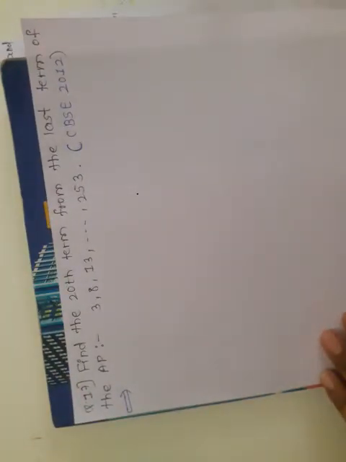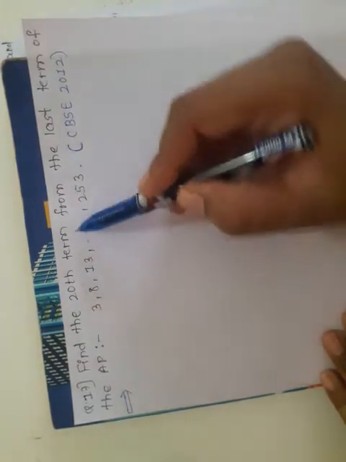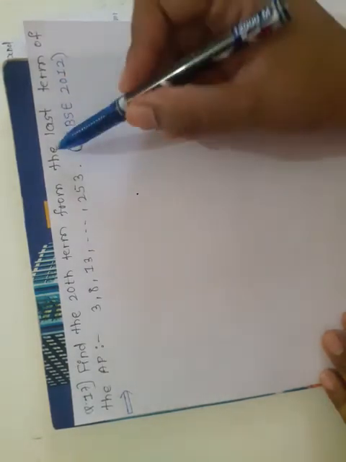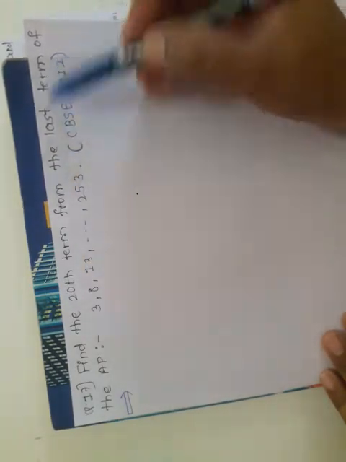In this section, we are going to study question number 17 of our exercise 5.2. Read the question. Find the 20th term from the last. From the last, we have to find out the 20th term of the given AP.